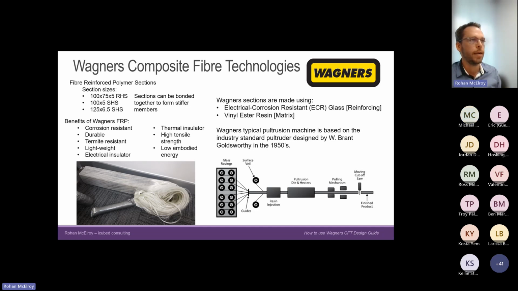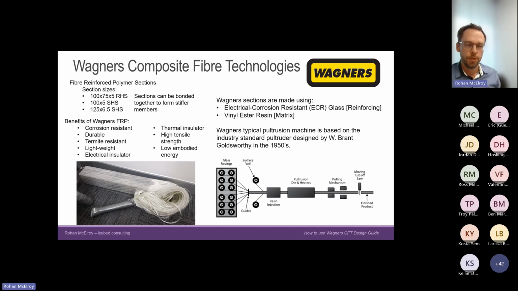For those who don't know, Wagners pultrude their own FRP composites in Toowoomba at their factory. And they produce a number of different section sizes. So you can get square hollow sections, circular hollow sections, RHS sections in different sizes, which are all outlined in the design guide. And what we do with those sections is we can combine them, which I'll show you in the next slide, to create stiffer beams and elements to span further and carry additional load.